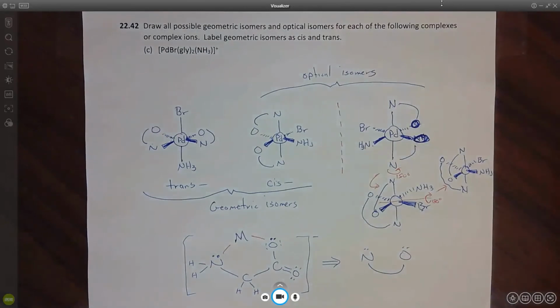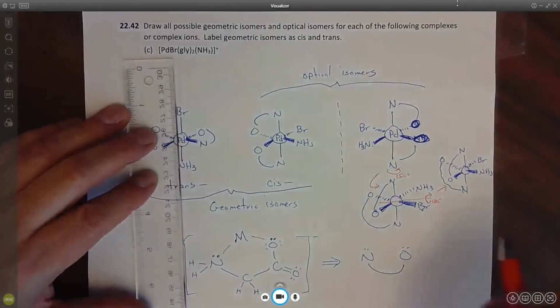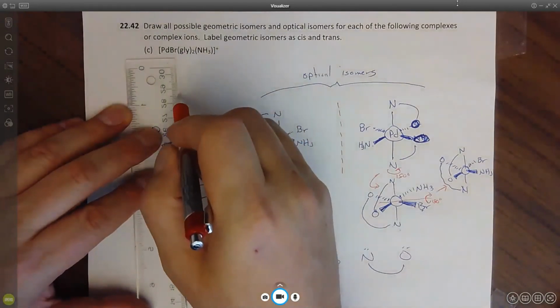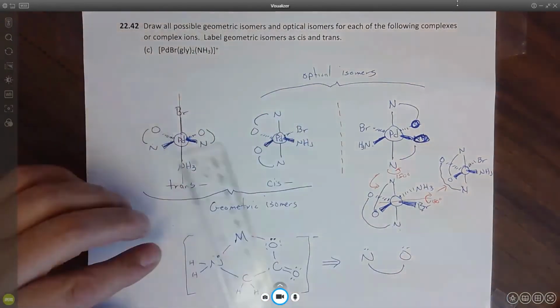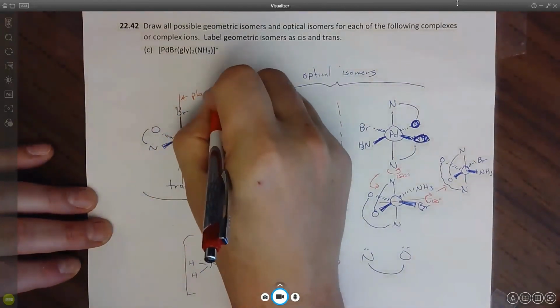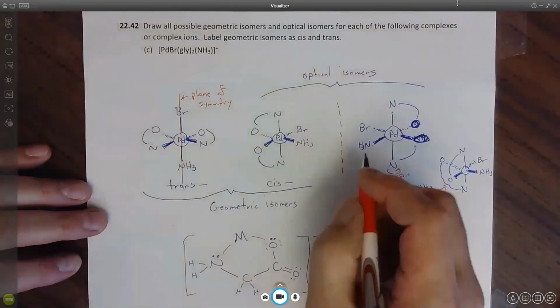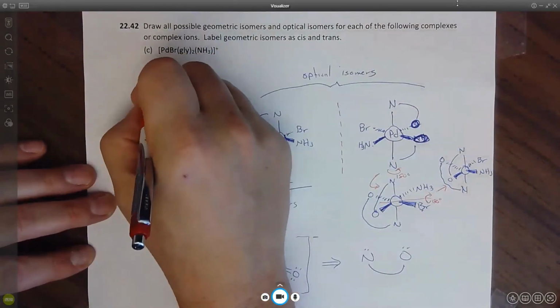Okay, so those are the optical isomers. Now, we could also look at this one too, and we could determine whether or not they're chiral or achiral. In this particular case, for this complex ion, we have a plane of symmetry going right down through the middle of the molecule. So this thing would be achiral.